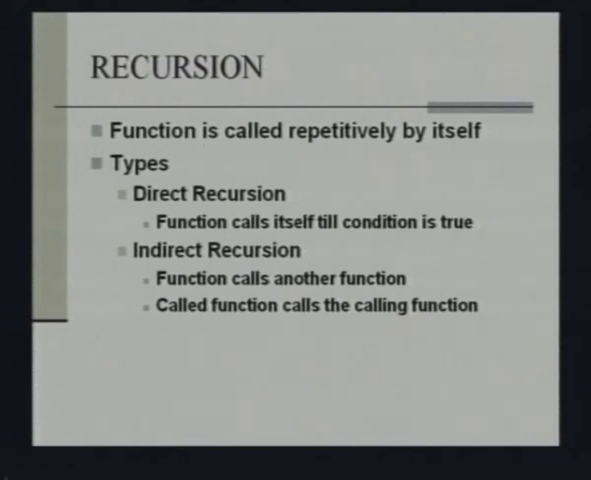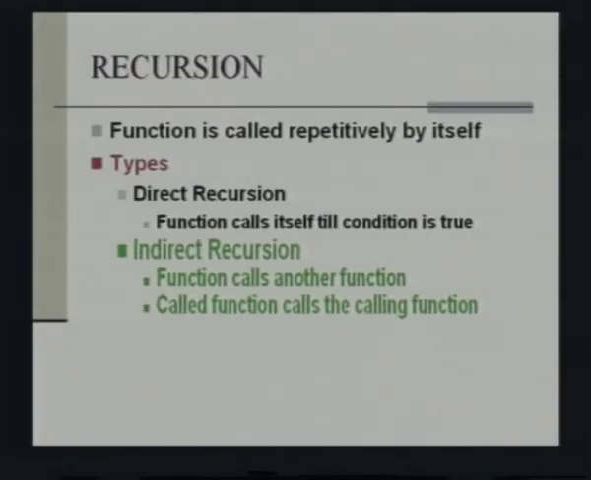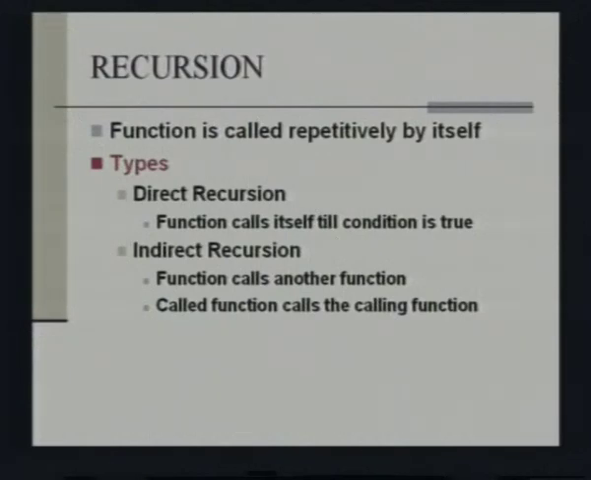Finally, we have recursion. Recursion is a special case where a function is called repeatedly by itself. There are two types of recursion. Direct recursion calls itself as long as the condition is true, that is, as long as a particular condition exists, it keeps calling the same function. Indirect recursion is where a function calls another function and the called function gets back to the calling function. So it is like a relay from one function to another, then to another, and back to the first function.